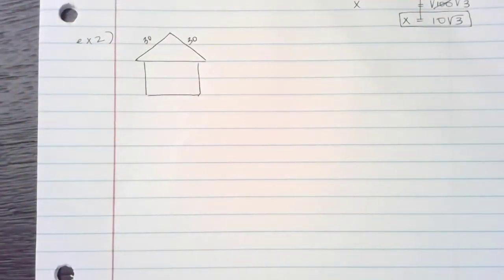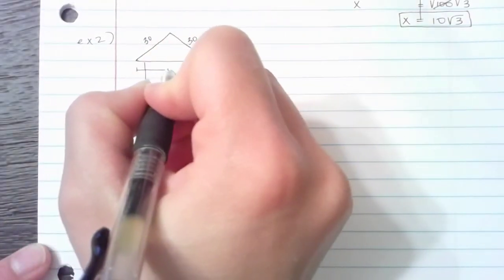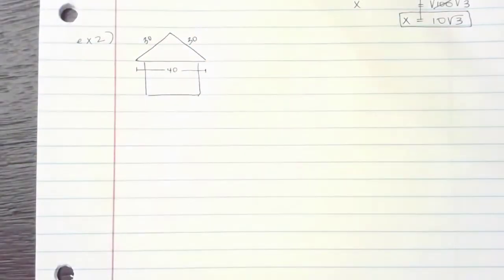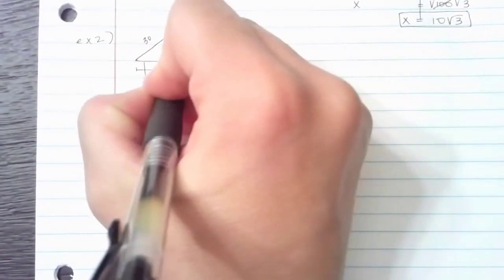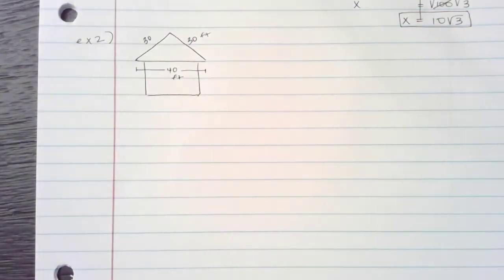The bottom of the house actually doesn't matter. We're just going to be worried about the roof piece. So the diagonals on my roof are both 30, and then the whole base of the roof is 40. So from there to there, it's 40 feet. Let's say it's feet. That's a small house. That's okay. Okay, so I want to know, what is the height of the roof?